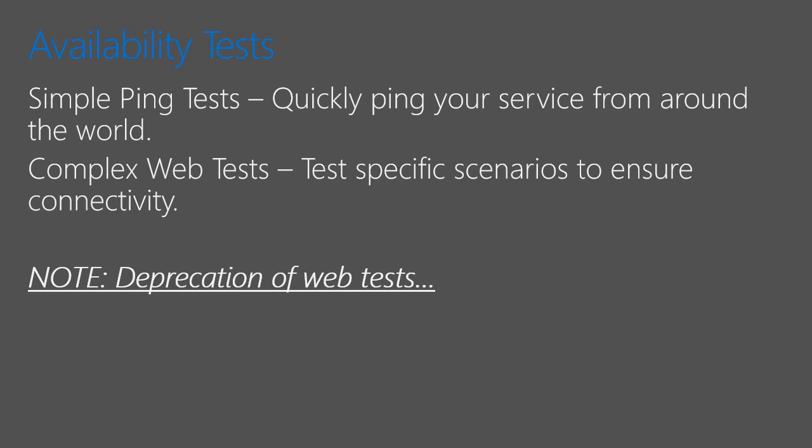So availability tests in Azure Application Insights come in two flavors, more or less: simple URL ping test and complex web test. The simple ping test allows you to quickly ping your service, as it says, from around the world. You can choose which Azure data centers you want to ping from. This might be useful for pinging, say, a login page if you have a Power Apps portal, or maybe an Azure function to make sure it's up.